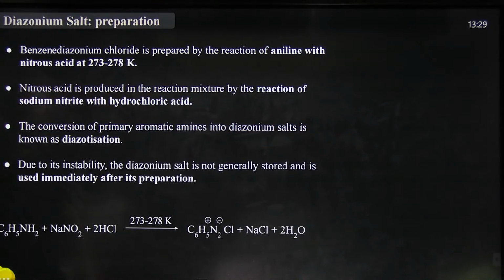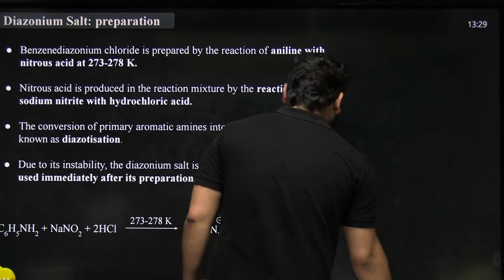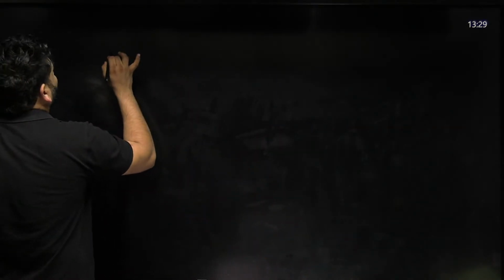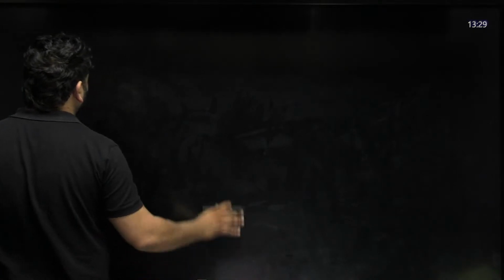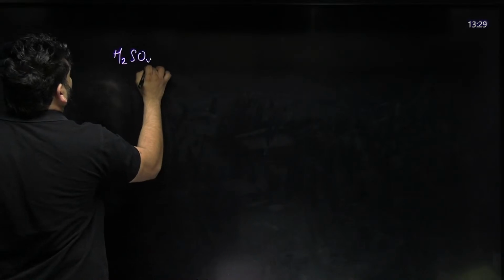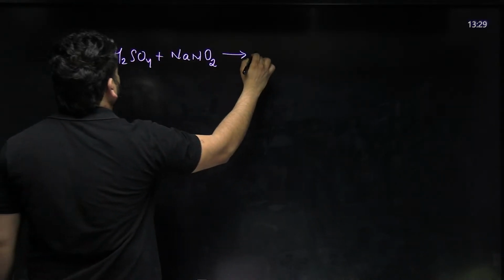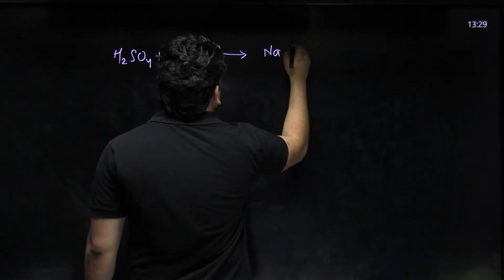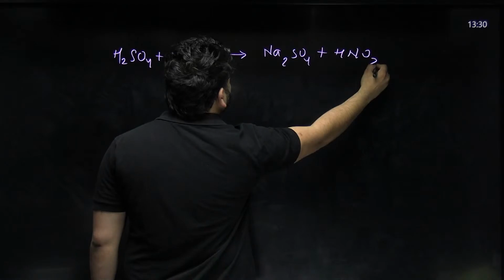Then how is it prepared? It's a very simple reaction that we have to remember. We freshly produce the nitrous acid, because nitrous acid on standing gets converted into nitric acid as well as nitric oxide, undergoing a disproportionation reaction. So simply we take H2SO4 plus NaNO2, which gives us Na2SO4 plus HNO2, the freshly prepared nitrous acid.